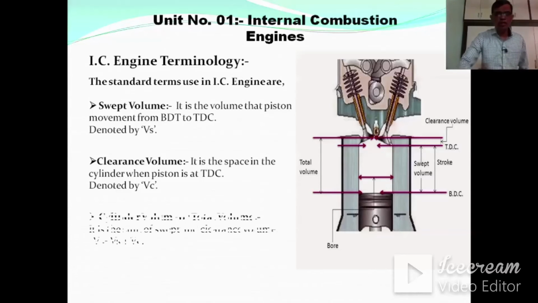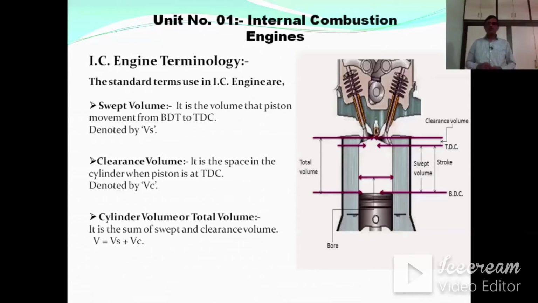Next volume is total volume or cylinder volume. What is the cylinder volume? It is the sum of swept volume and clearance volume. As indicated in the diagram, total volume is nothing but the swept volume plus the clearance volume. It is called the total volume of the cylinder and is denoted by capital V.